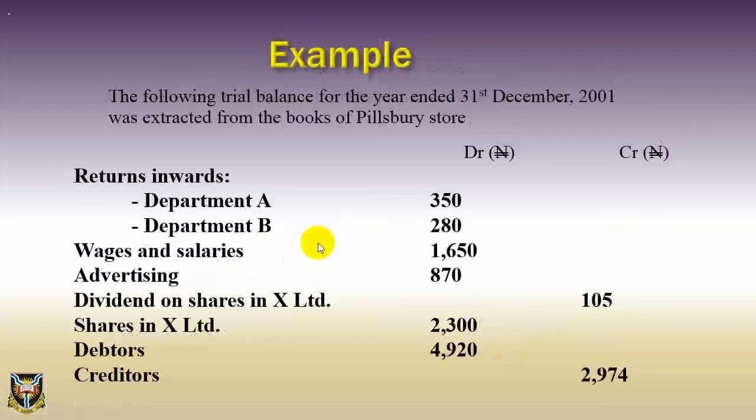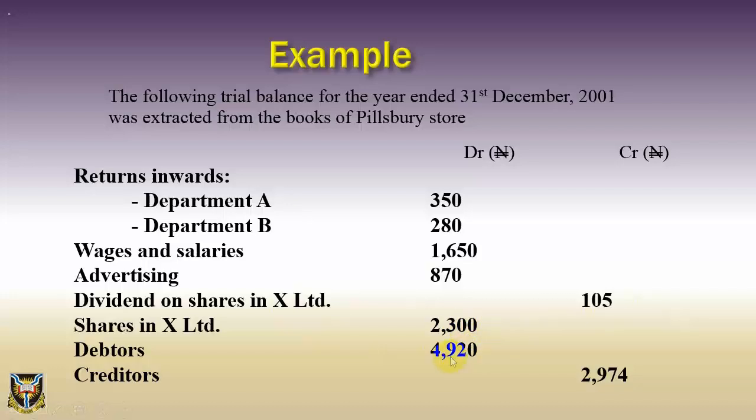debit 250. Returns inward. Department A, debit side 350. Department B, debit side 280. Wages and salaries, debit side 1,650. Advertising, debit side 870. Dividend on shares in X Limited, credit side 105. Shares in X Limited, debit side 2,300.